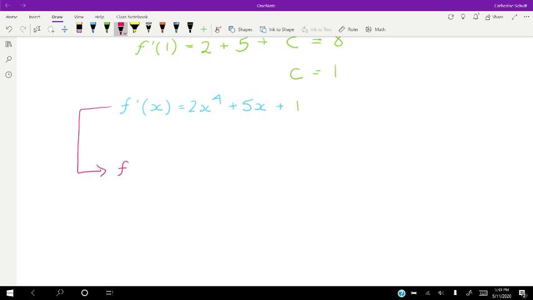Okay, so remember we want to find f of x. So we're going to take the antiderivative of f prime of x, or again, we're going the opposite direction. So rinse, wash, and repeat. The new exponent is going to be 4 plus 1. Coefficient will be 1 over 5. And now the antiderivative of x is going to be x squared, and the coefficient is 1/2. All right, and then what's the antiderivative of 1?